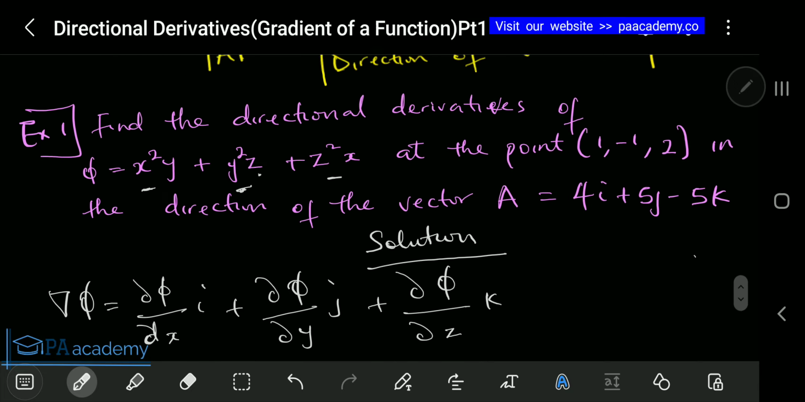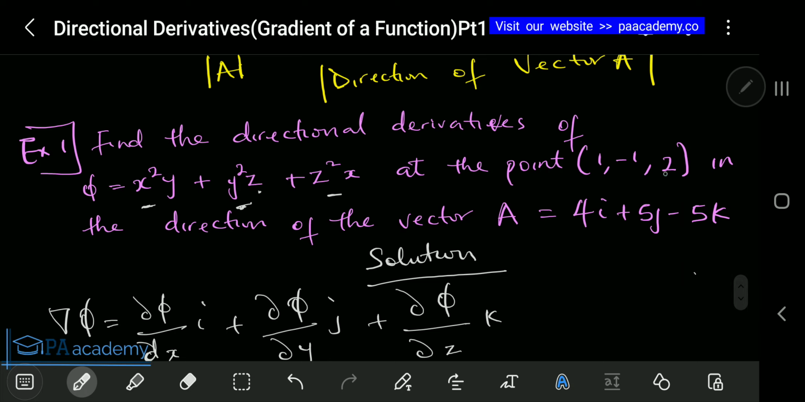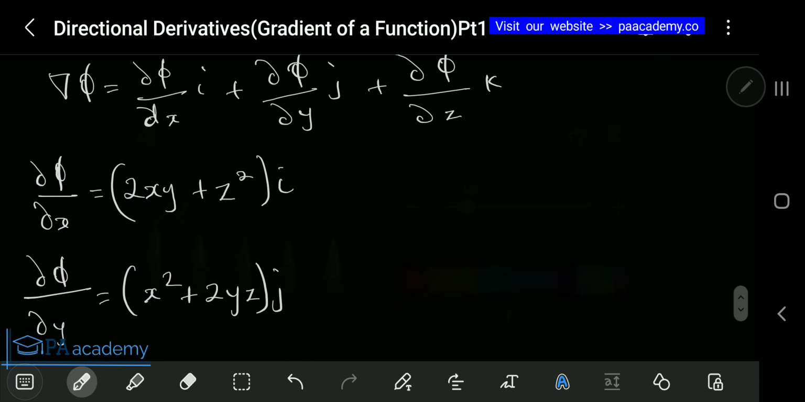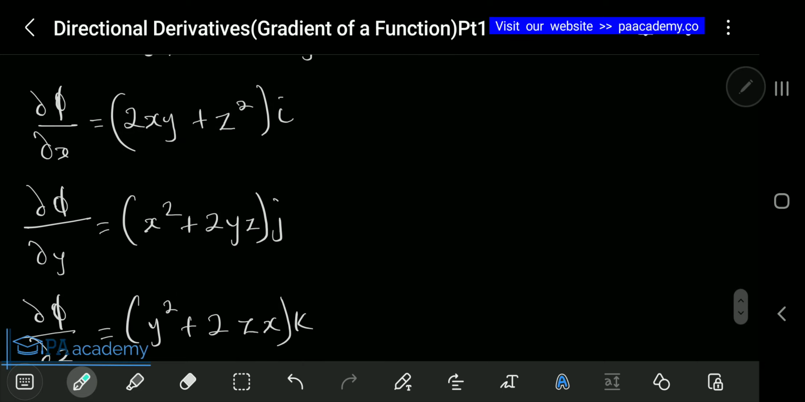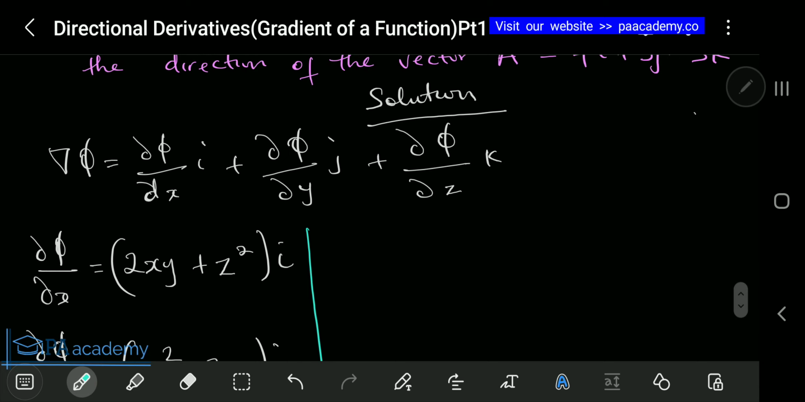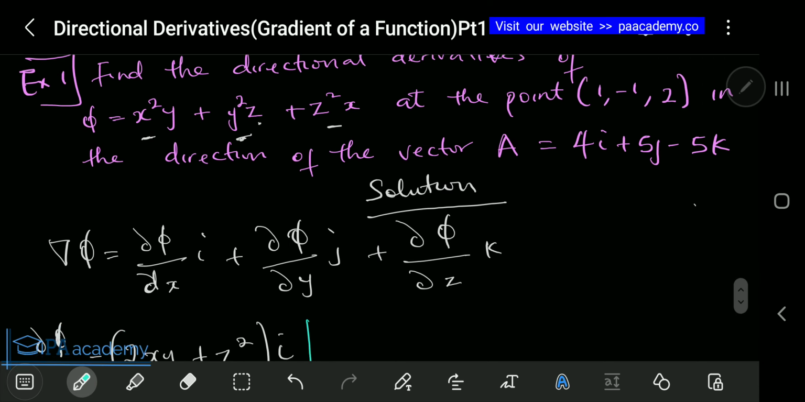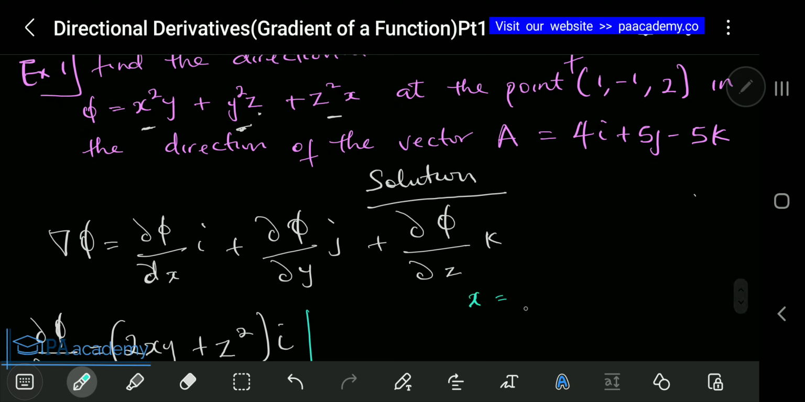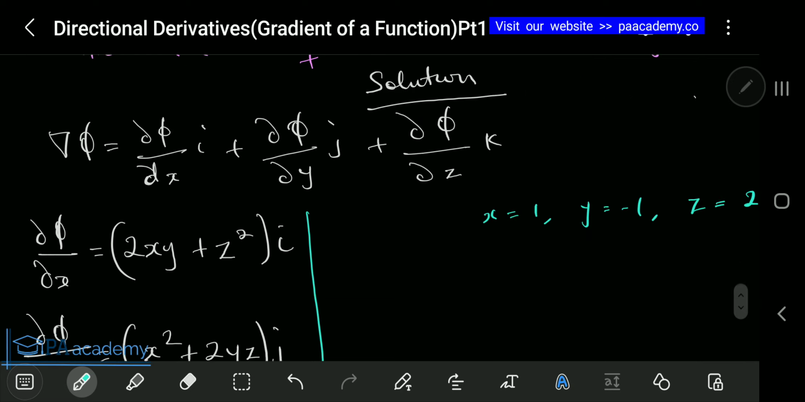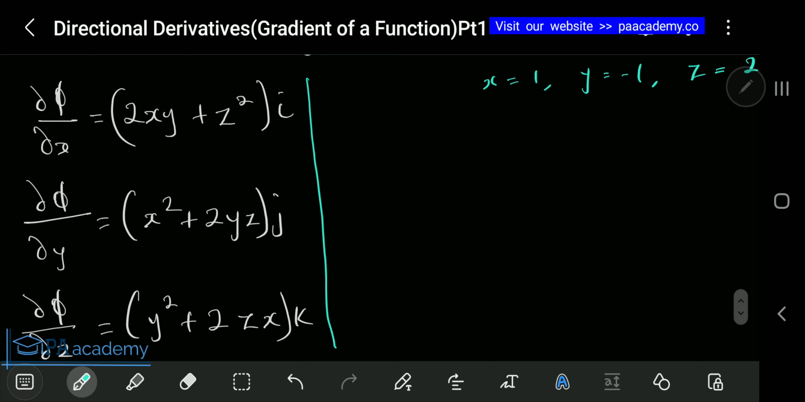Again, let's go back to the question. It says at point 1, minus 1, and 2, just like some of the examples that we've looked at earlier. That means our x is 1, our y is minus 1, and our z is 2. So let's substitute those values into what we have here.